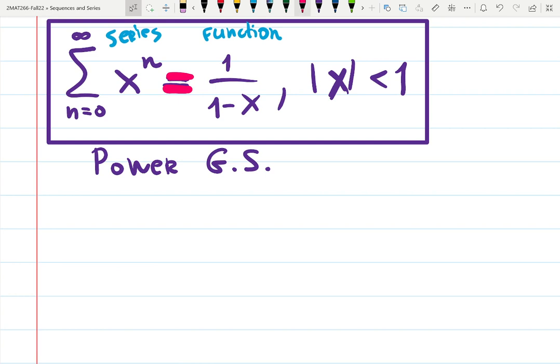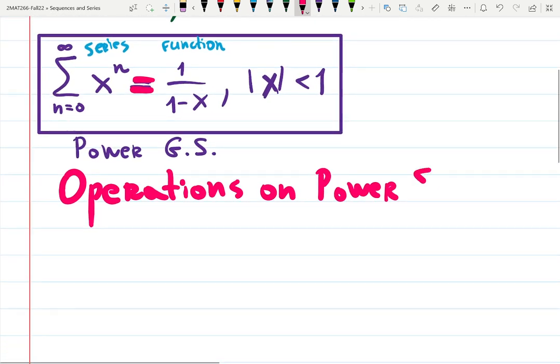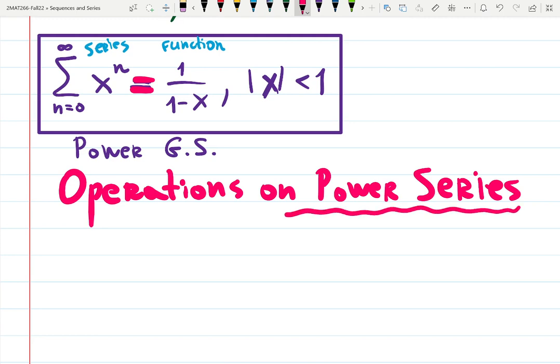We're going to call it operations on power series. Like I mentioned before, the convergence set is extremely important because the convergence set tells us where is a safe space. And we can only use operations on power series in the safe space, which is the convergence set or interval of convergence. Let's call this beautiful formula S.